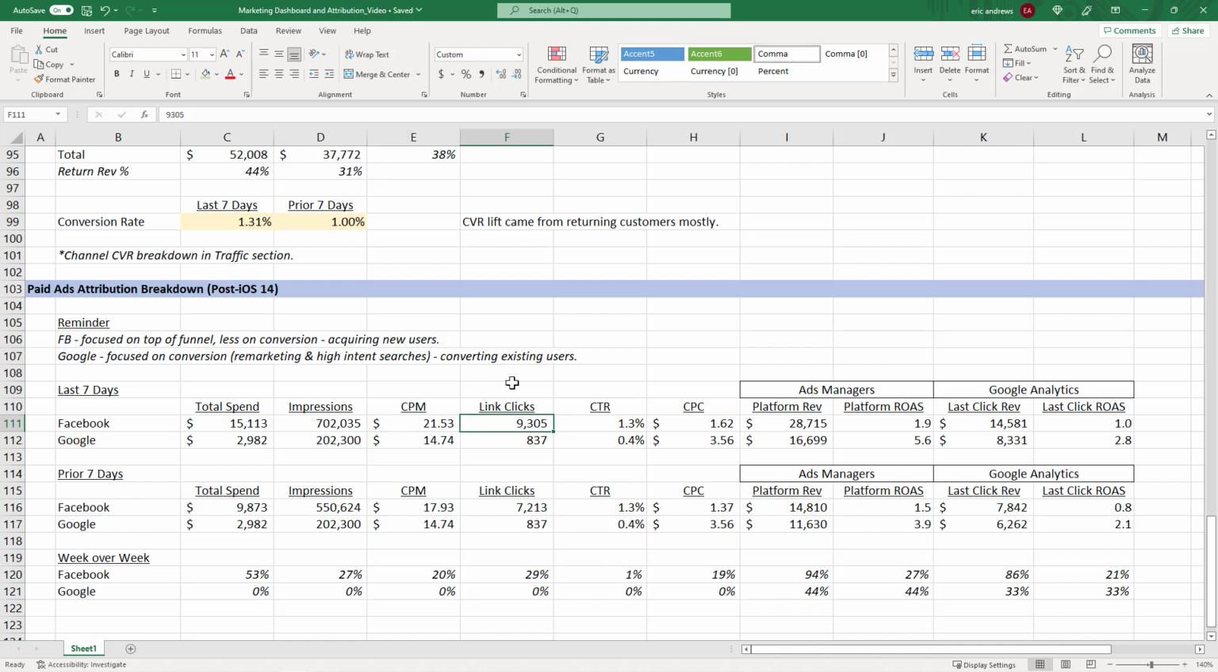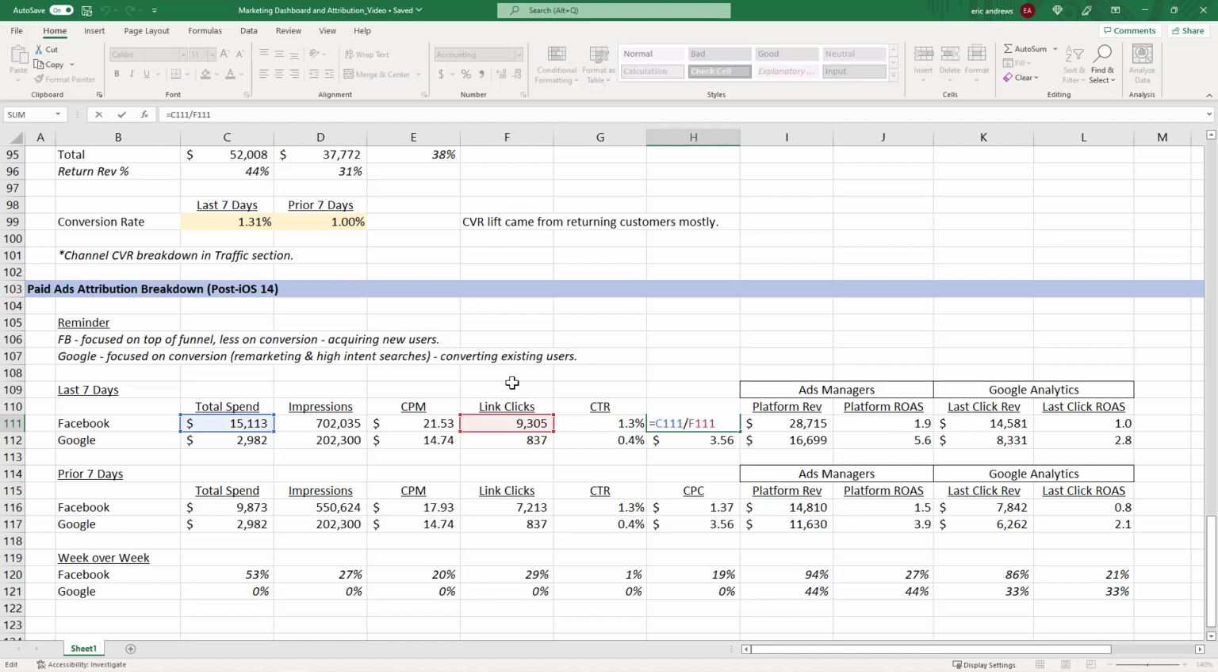And so if we had 9,305 link clicks, meaning people that actually clicked the button on our ad, shop now or learn more or whatever the button is, that means that 1.3% of people who saw the ads clicked them. And that's our CTR, which is the click-through rate. So 1.3% click-through rate. And that means that we paid $15,000 for 9,000 clicks. And so our cost per click, which is the CPC, is $1.62.